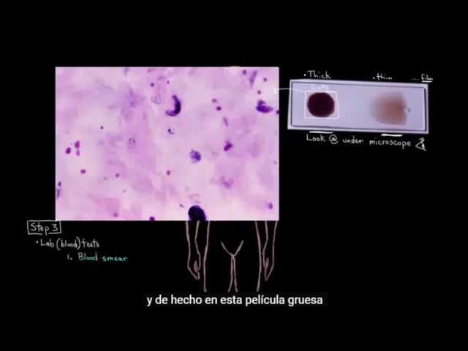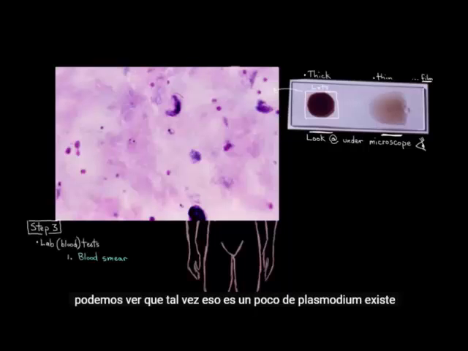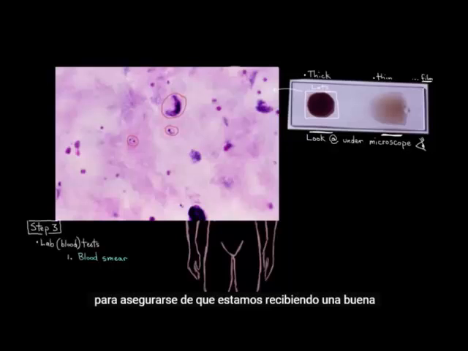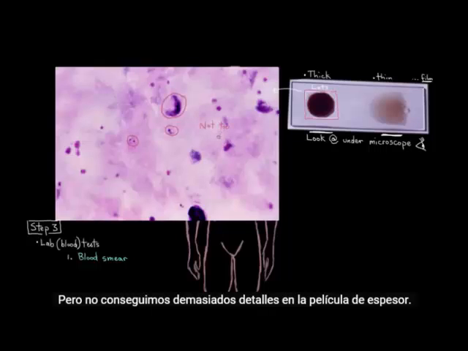So we're pretty quickly able to tell if it looks like there might be any parasites hanging around in there. And indeed, in this thick film, we can see that, maybe that's a little plasmodium there, and maybe there's something going on over there, and maybe over there. Again, the main thing with this thick film is that we can look at lots at once to make sure we're getting a good representative sample of the person's blood. But we don't get too much detail in a thick film.